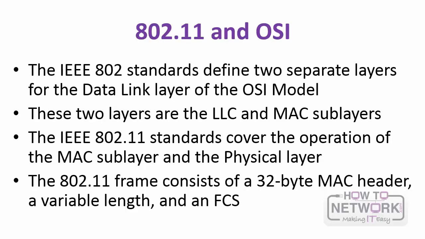The IEEE 802 standards define two separate layers for the data link of the OSI model. As you know, these two layers are the LLC and the MAC sublayers. The 802.11 standards cover the operation of the MAC sublayer and the physical layer. The 802.11 frame consists of a 32-byte MAC header, variable length, and a frame check sequence.